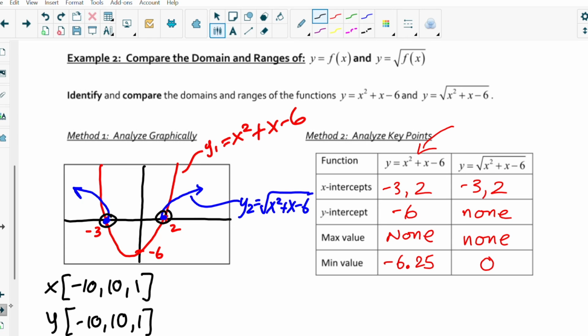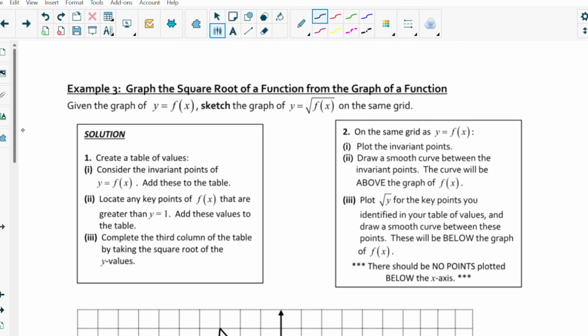Okay, example 3. Graph the square root of a function from the graph of a function. Given the graph of y equals f of x, sketch the graph of y equals square root of f of x on the same grid. So number 1, solution. How do we do this?